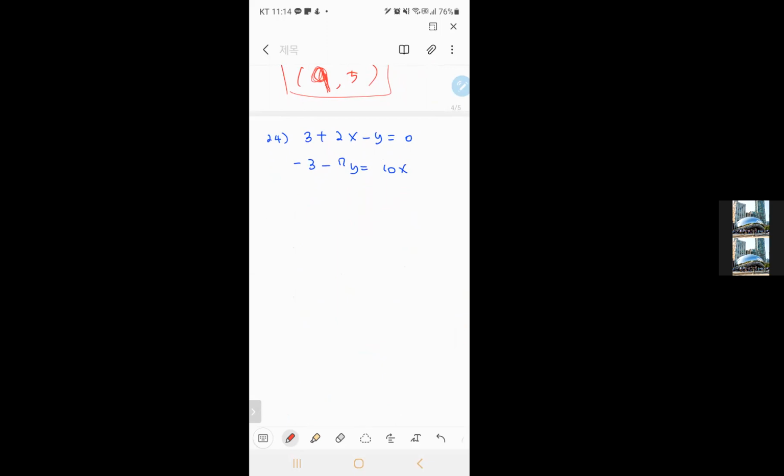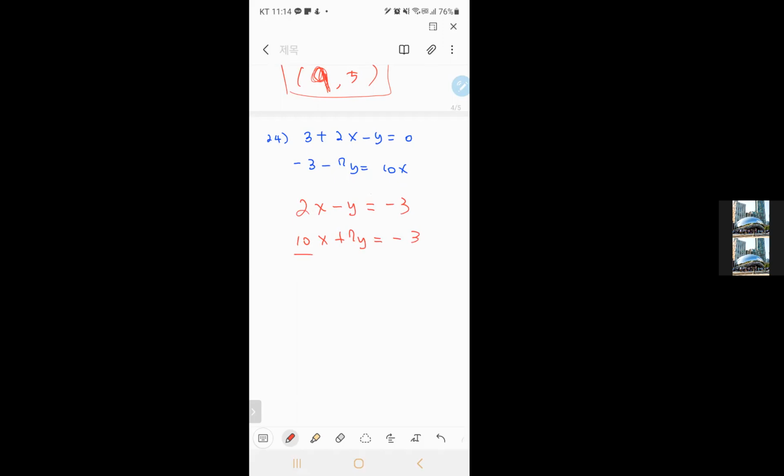This is kind of tricky because it's not written in the typical format. Let's rewrite the equation in the standard form. So the first equation would be 2x minus y is equal to minus 3. The second one, I'm going to say 10x plus 7y is equal to minus 3.